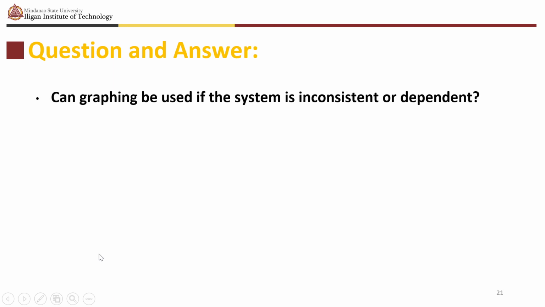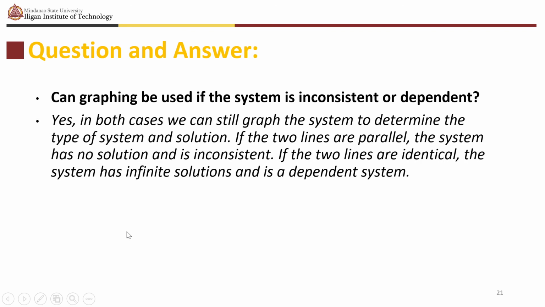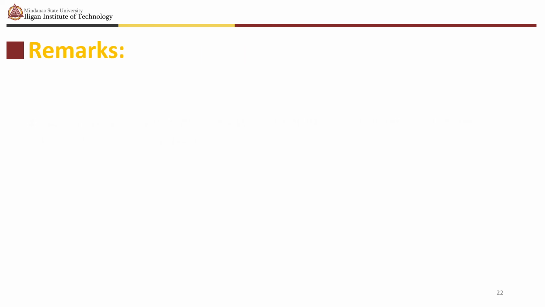Can graphing be used if the system is inconsistent or dependent? Yes, in both cases, you can still graph the system to determine the type of system and solution. If the two lines are parallel, then the system has no solution and is inconsistent. If the two lines are identical, then the system has infinitely many solutions and is a dependent system. It will only have a solution if there is a point of intersection.